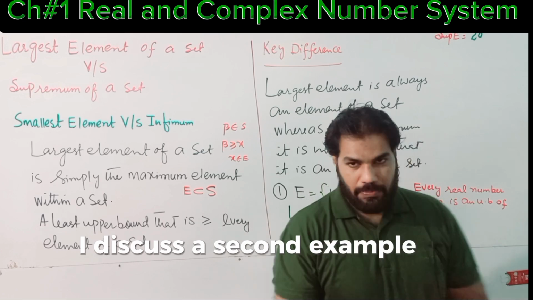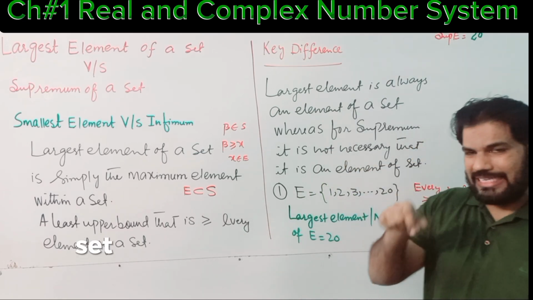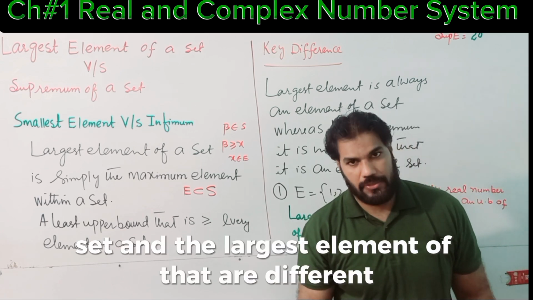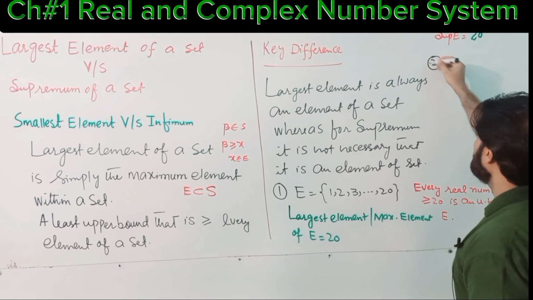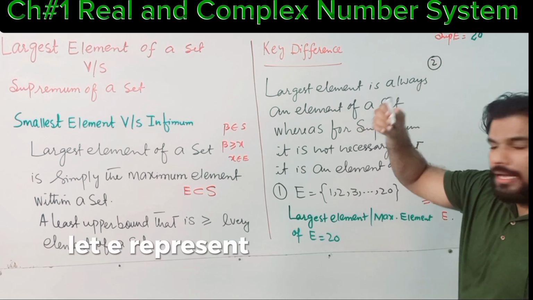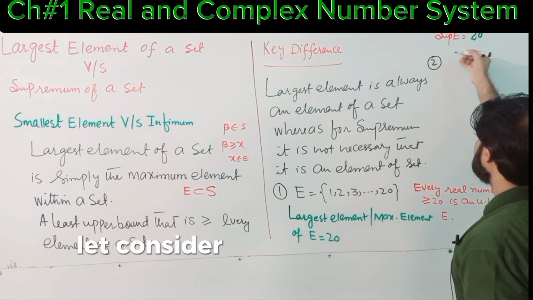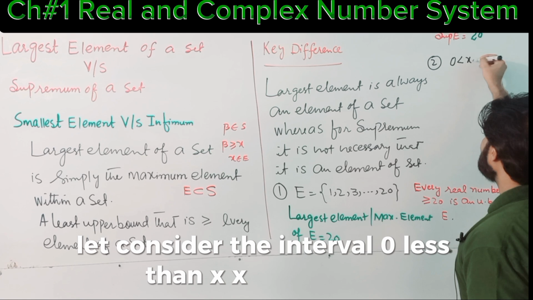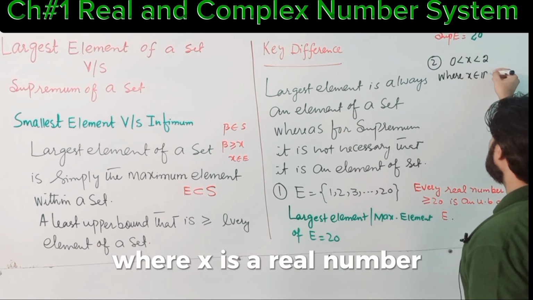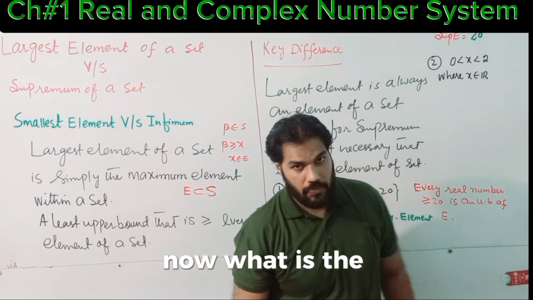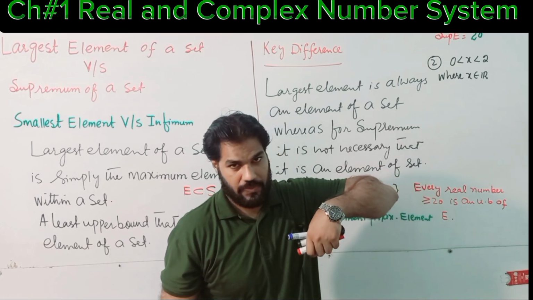Now I discuss a second example, in which you will see that the supremum of a set and the largest element of a set are different. Let us consider the second example. Let E represent an open interval over the real line R. Let us consider the interval 0 less than x less than 2, where x is a real number. Now, what is the largest element of this interval or this set?